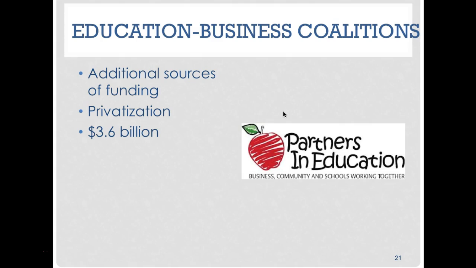To obtain additional funding sources, many school districts have established coalitions with the private sector. Businesses may provide money for special programs such as mentoring new teachers, sports, or even for new buildings. Private support for public education totals about $3.6 billion a year.